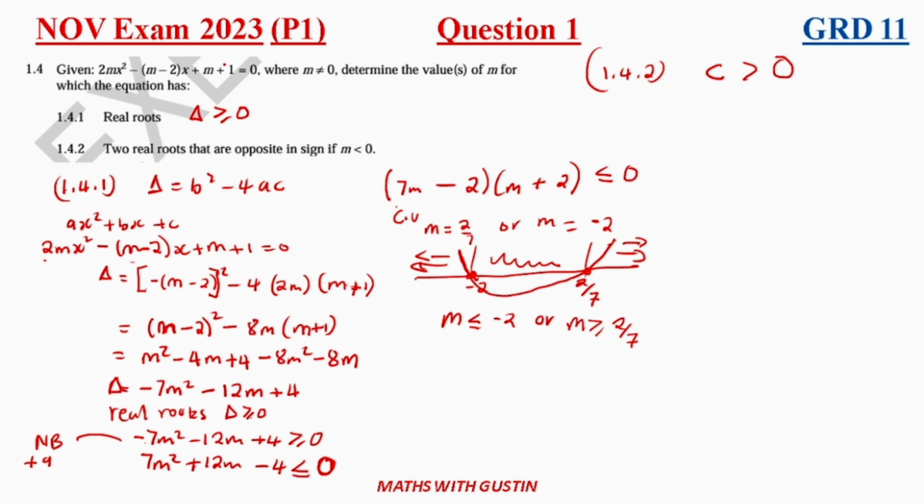So what is our c? Our c is given by this here in this equation. Okay, so you can take c and substitute it here. Say, okay, m plus 1 greater than 0. Therefore, it means m values have to be greater than -1. So for anything greater than -1, we're going to have two roots that have got opposite signs.